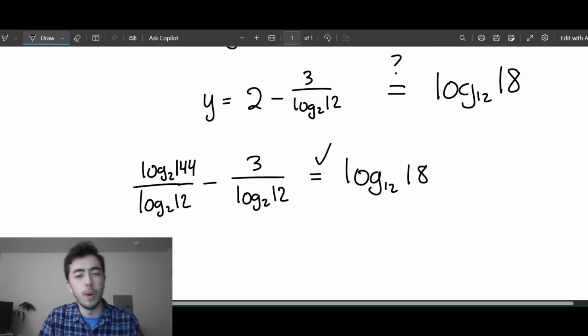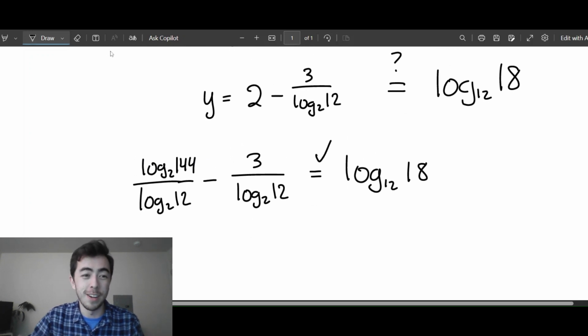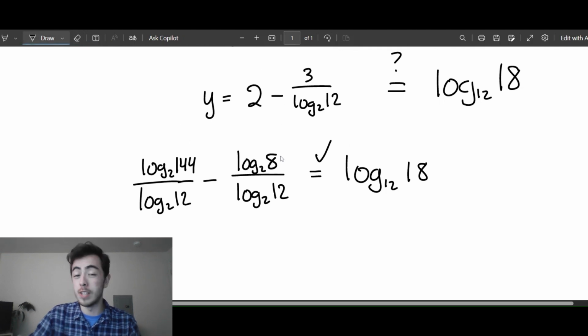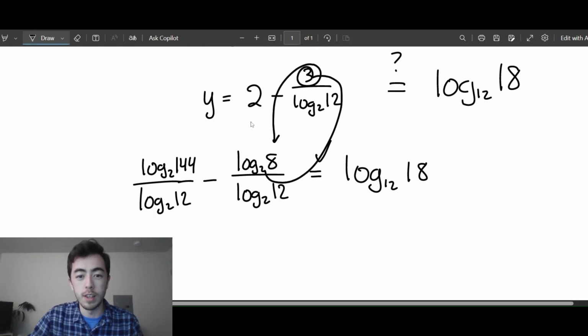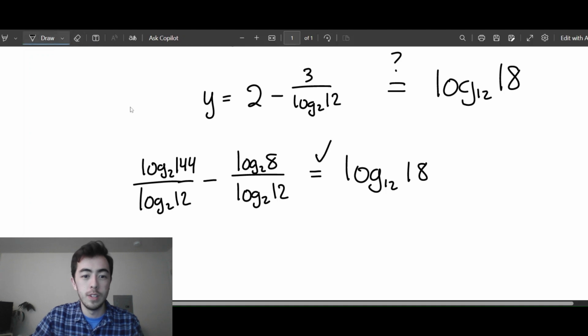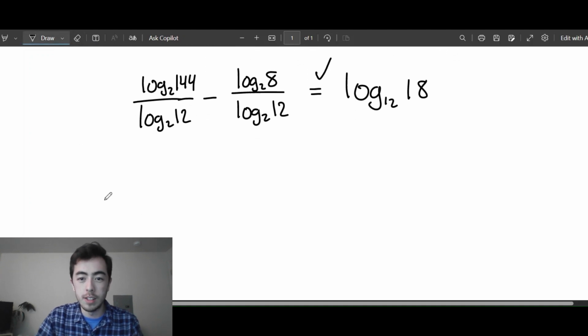And, well, if everything is a logarithm, why not change that 3 to another logarithm? Log base 2 of 8 is the same as 3, because 2 to the power of 3 gives me 8. All right. Actually, I don't know that this is true. This is still a little question mark. Let's just rewrite the right side of the equation.